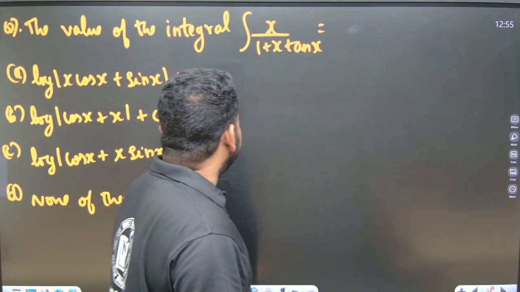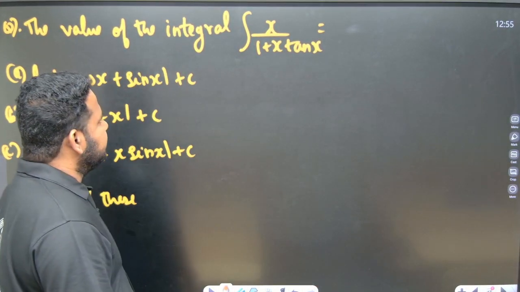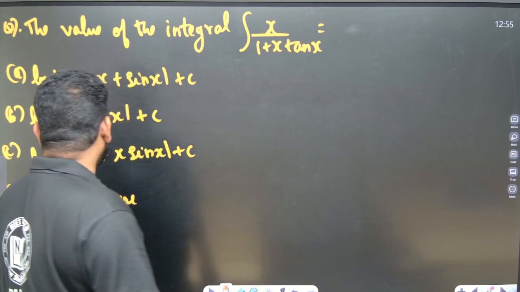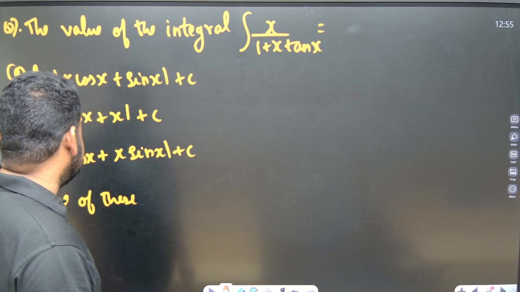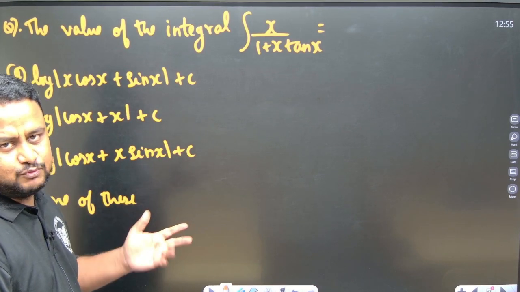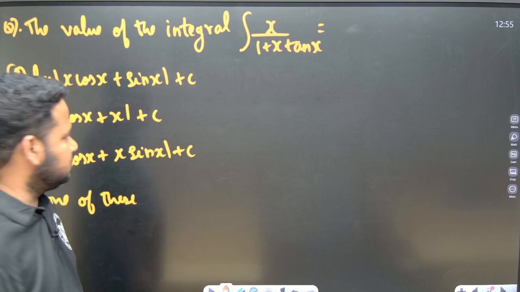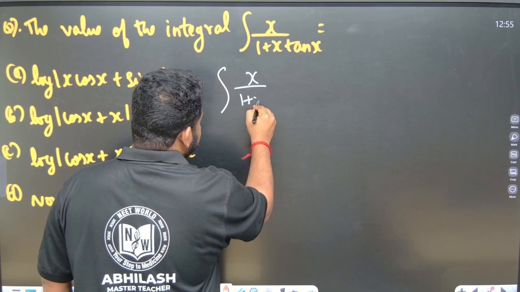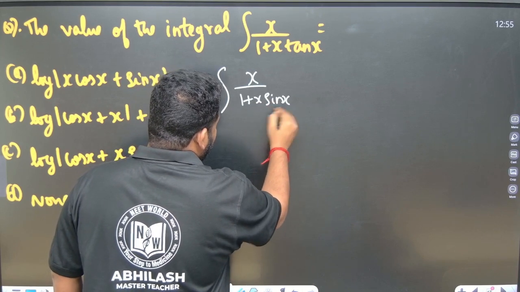They are asking the value of the integral of 1 by x by 1 plus x tan x is equal to what? Now, if you look at the options, everywhere you are getting cos x, sin x, all these things. So, definitely it is giving me a hint that I should convert tan x in terms of sin and cos. So, this integral will become x plus 1 plus x sin x cos by cos x.